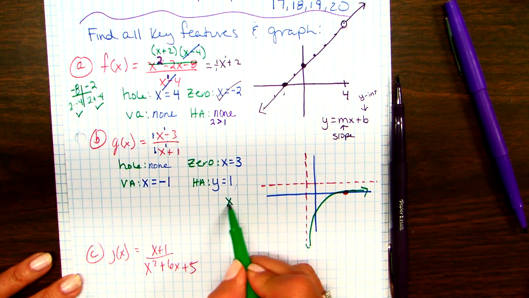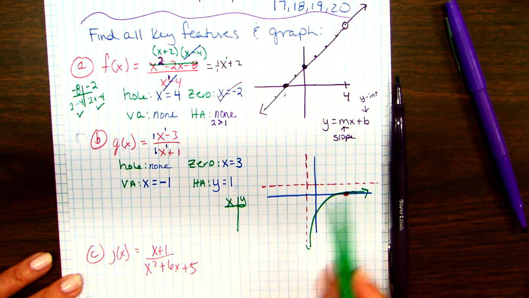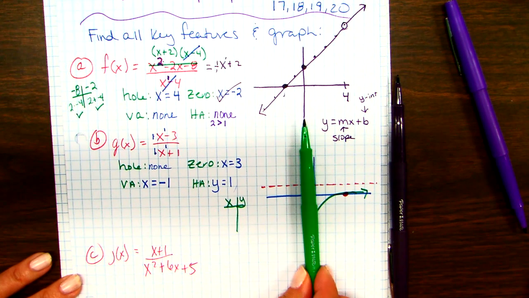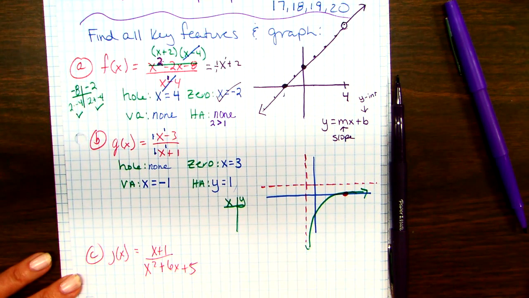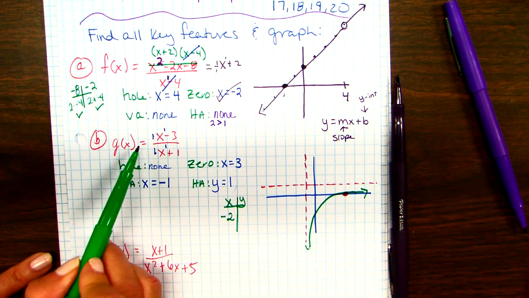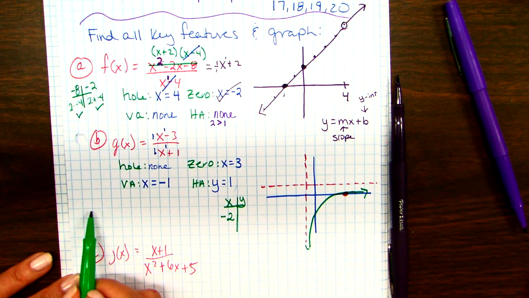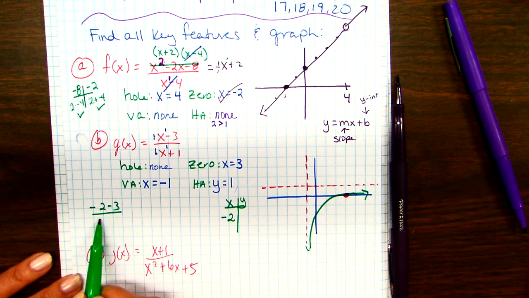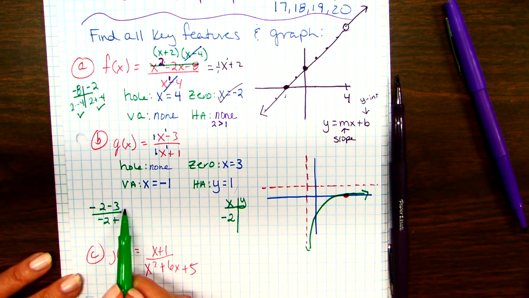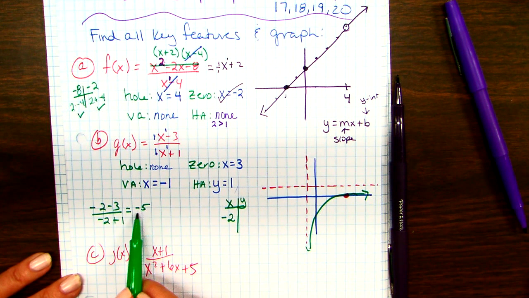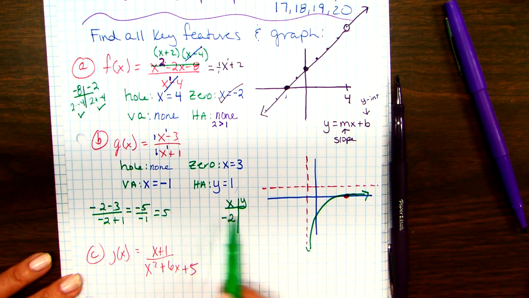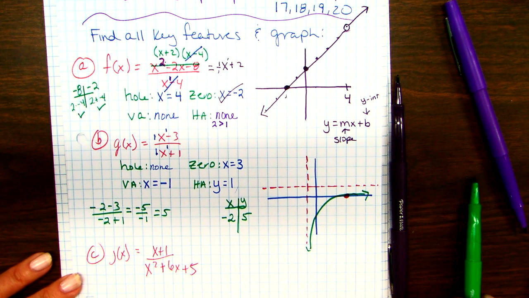So what I'm going to do is pick a number that should feel familiar, in this case, to the left of this asymptote. And that's going to tell me where my other branch is. So I have a vertical asymptote at -1. I'll just use -2. So I'm just plugging -2 right in here. So that would be -2 minus 3 over -2 plus 1. Use your calculators if you need to. And that's all we need to figure out our other curve.